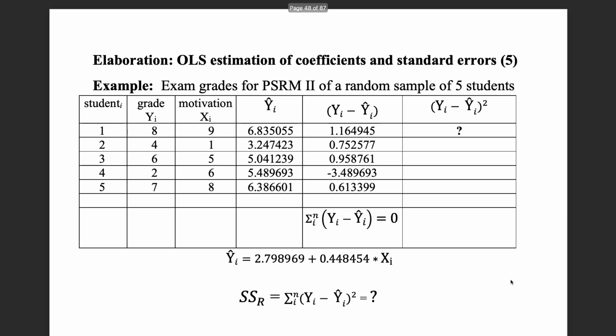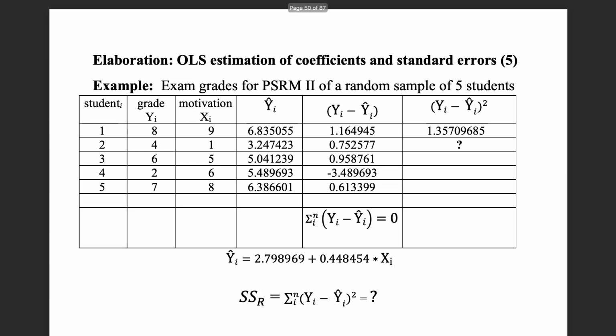So for the first student, how would you calculate the squared value of the residual? Yes, it's 1.164945 times 1.164945. So the value of the residual multiplied by itself, and that works out to 1.3570968. And here I definitely started rounding at some point, but roundabout.